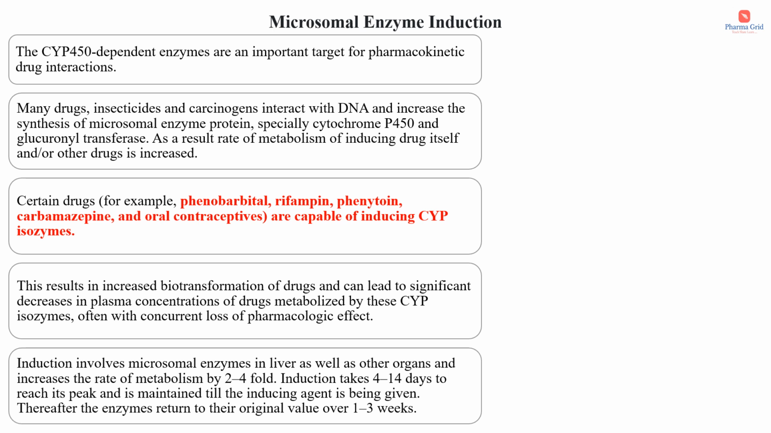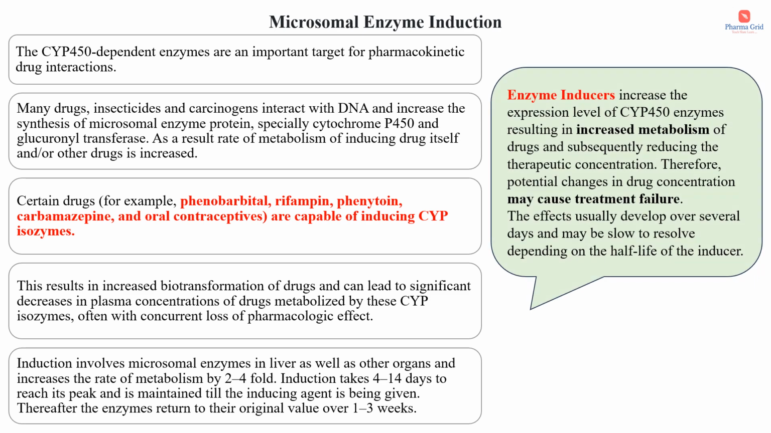Induction involves microsomal enzymes in liver as well as other organs and increases the rate of metabolism by 2 to 4 fold. Induction takes 4 to 14 days to reach its peak and is maintained as long as the inducing agent is being given. Thereafter, the enzymes return to their original value over 1 to 3 weeks. So enzyme inducers will increase the expression level of cytochrome P450 enzymes, resulting in increased metabolism of the drugs, and thereby subsequently reducing the therapeutic concentration.